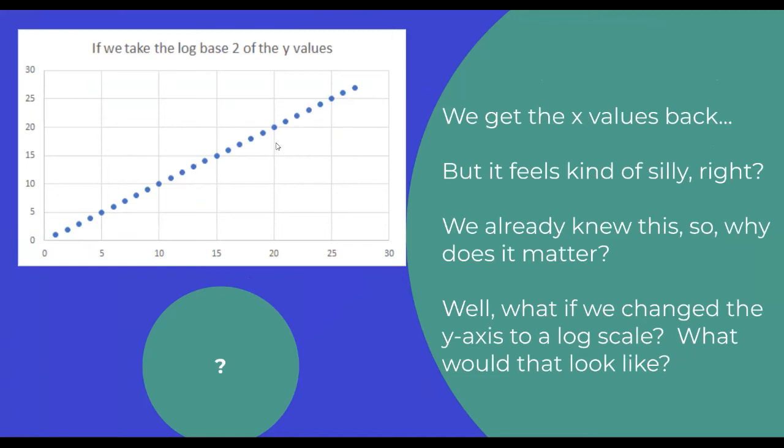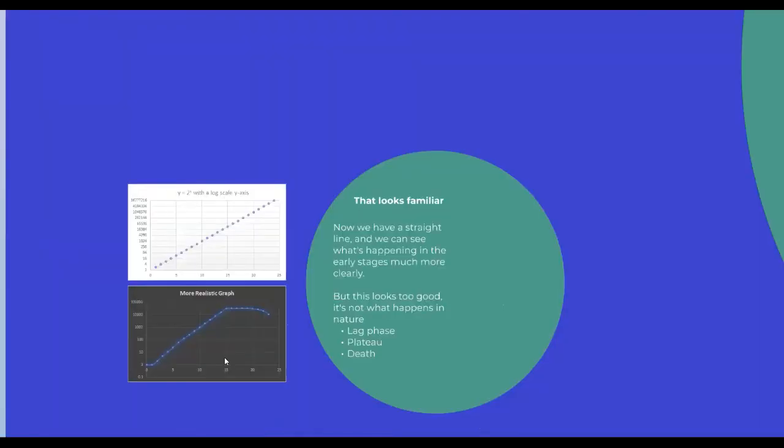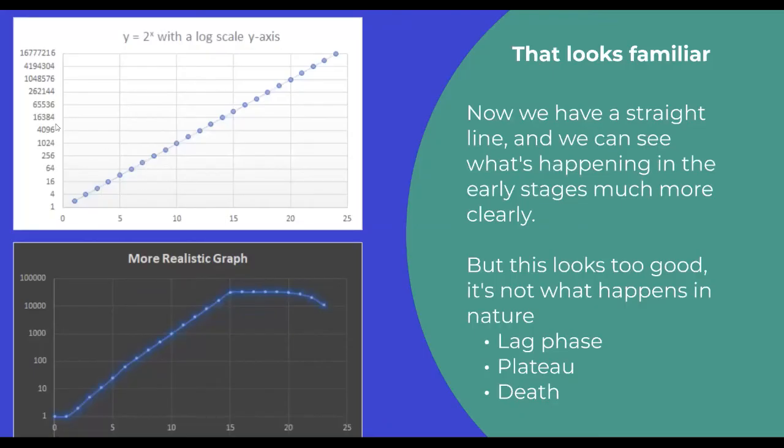But this is not the best way to look at it, although it does show you how this works. The way that we usually do it is we change the y-axis. So what happens if we change the y-axis to a log scale? What does that look like? Here we've done that for y equals 2 to the x, and I've used a logarithmic scale base 2, because that's what we've got going on here.